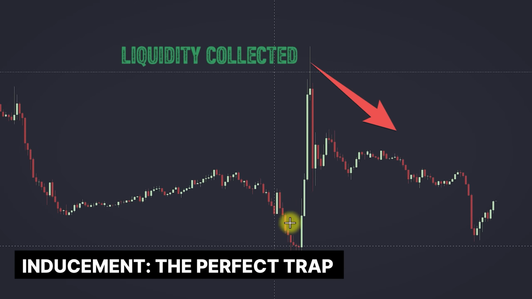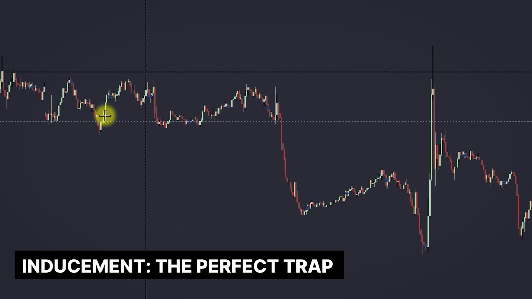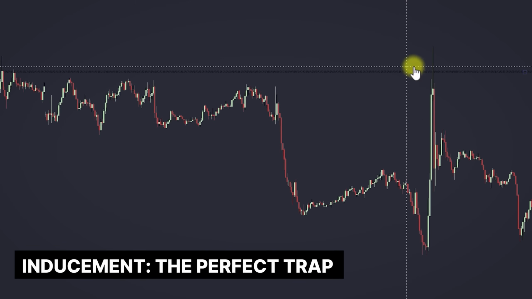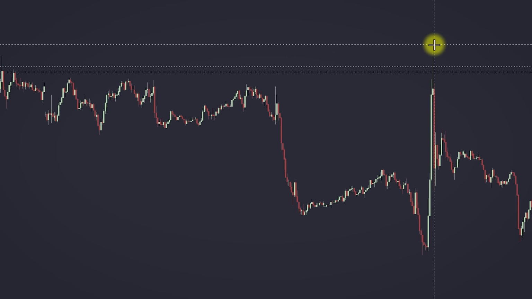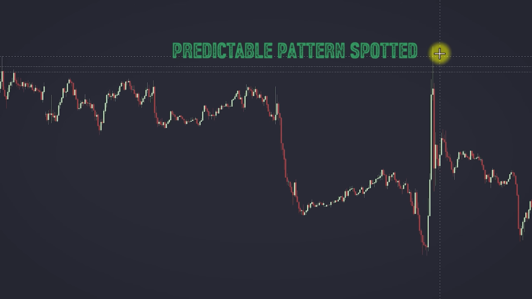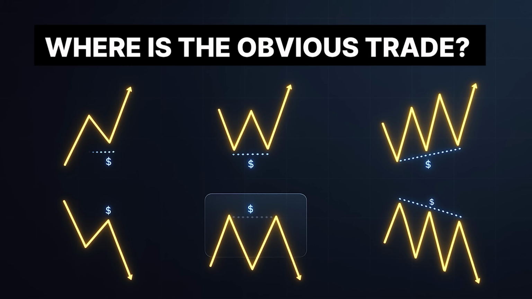This is called inducement. The market creates a seemingly perfect setup to lure you in, then traps you before making the real move. Most beginners see this happen and think they just got unlucky. But you're different. You're going to see it as a predictable pattern. Here's the question that will save you thousands of dollars. Where is the obvious trade? And where would the stops for that trade be? Because that's where the market will likely go next.